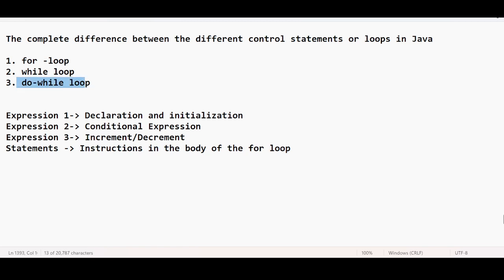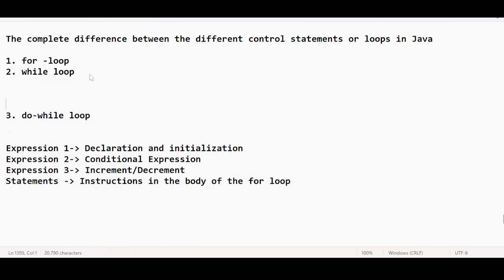Also, there is a big difference between the for loop and while loop versus the do while loop, especially in terms of the number of iterations. The do while loop will give you the guarantee that the body of the loop is going to get executed at least once, because first the body will execute, then the actual conditional expression will come into the picture. So the for and while loops are almost the same, and this one is completely different.